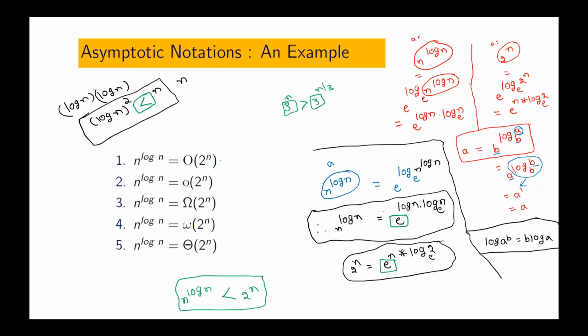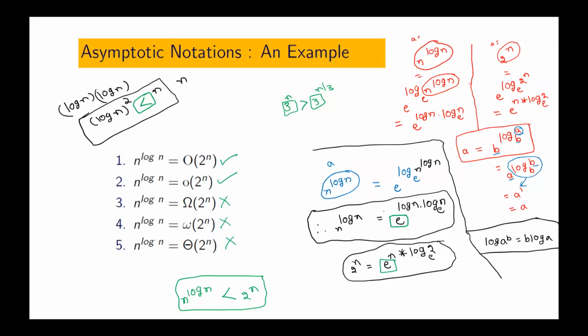Now, please tell me, is the first one true or not? Yes, true. What about the second one? True. Third one? False. Fourth one? False.